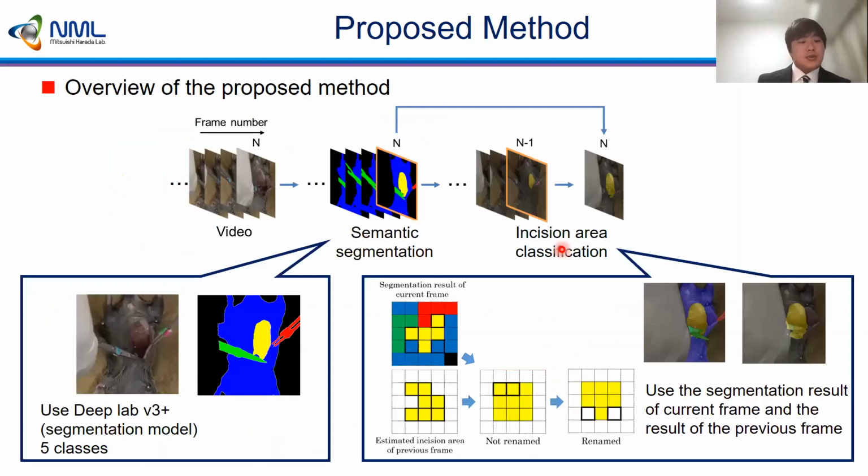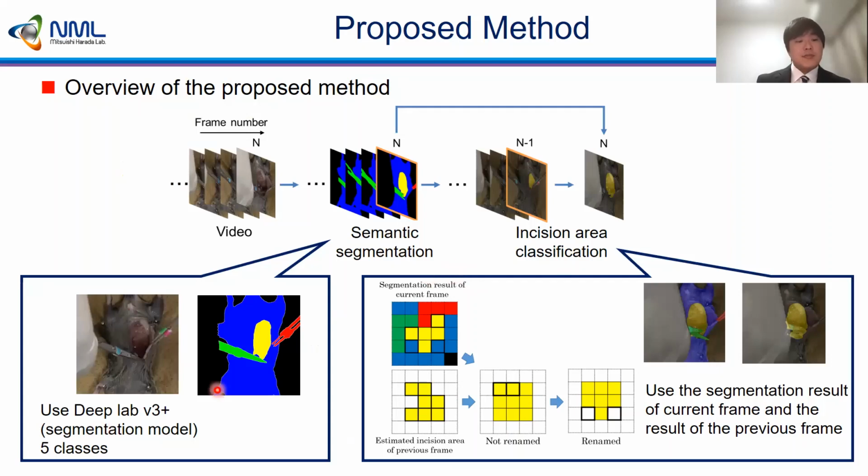This slide shows the overview of the proposed method. As I mentioned in the previous slide, the incision area may be partially or fully occluded. The proposed method is performed in 2 steps.